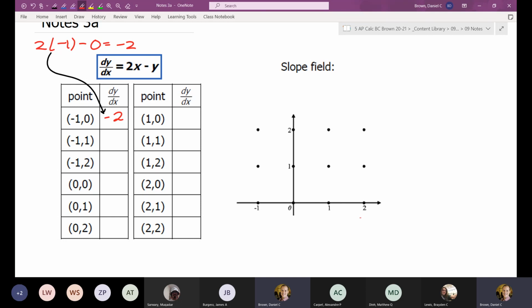So go ahead and try this one, and then we'll look at this one, which is a little bit harder to verify because it isn't as direct. So go ahead and try that slope field for me.